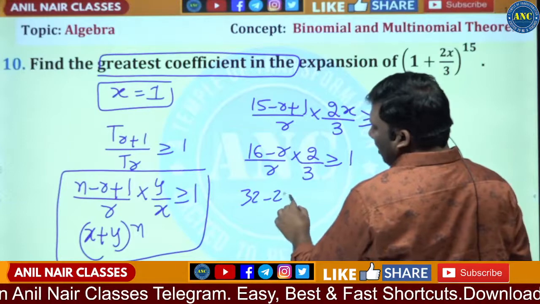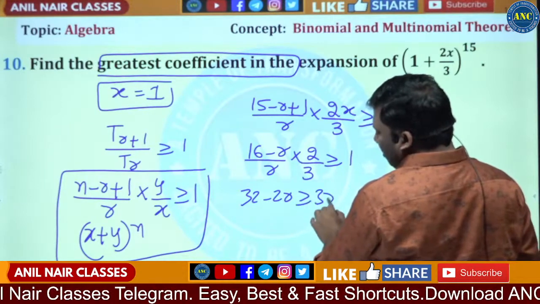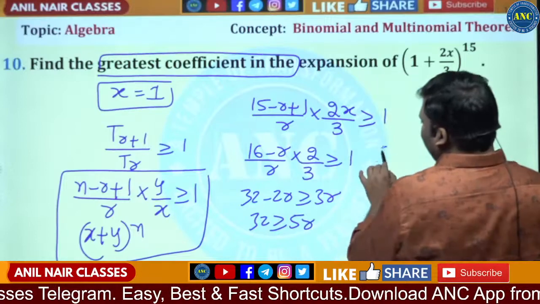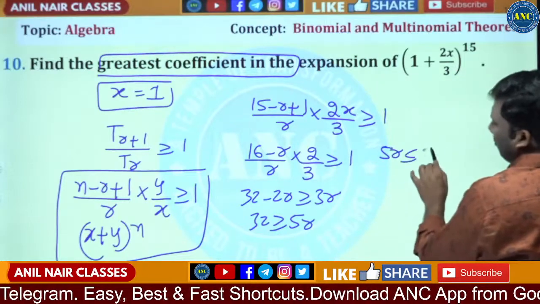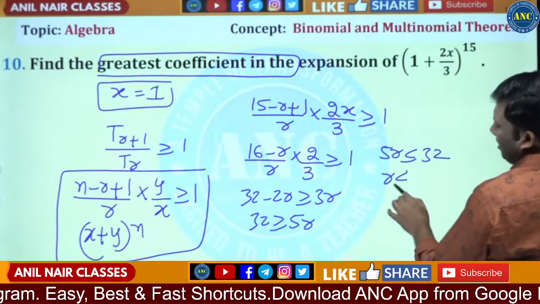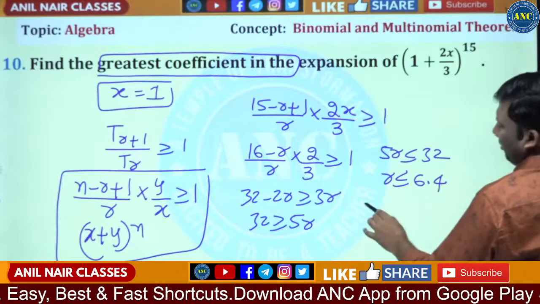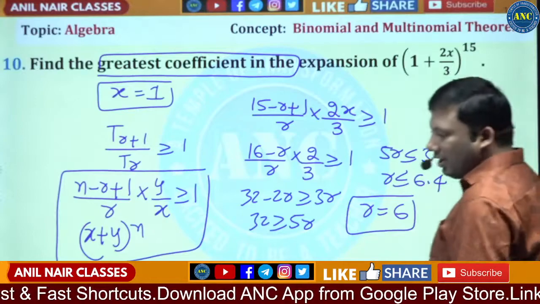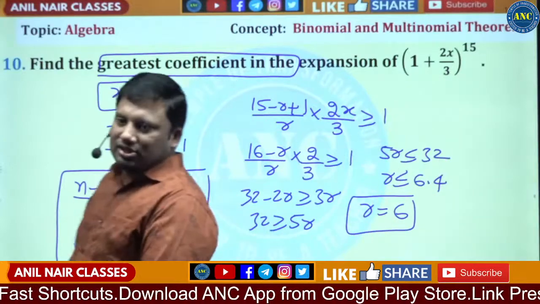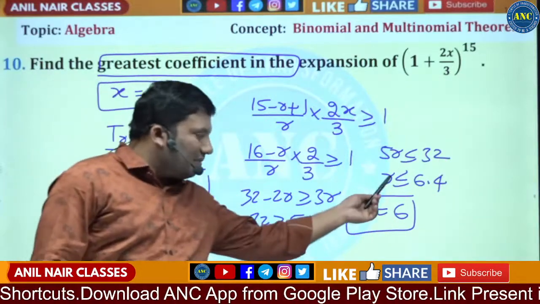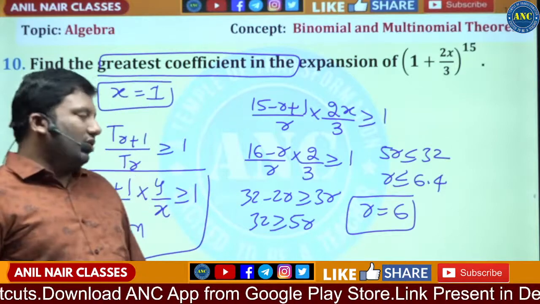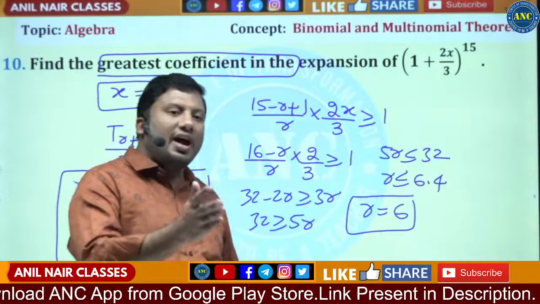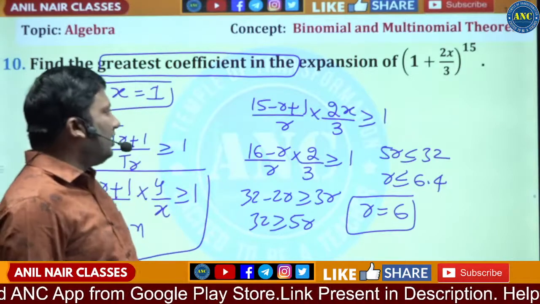32 minus 2r greater than or equivalent to 3r. 32 greater than or equivalent to 5r. 5r less than or equivalent to 32. r less than or equivalent to 6.4. So r will be 6. If you get a decimal value, take the integer just less than 6.4, that is 6. If you get an integer value, take that integer and the previous integer.